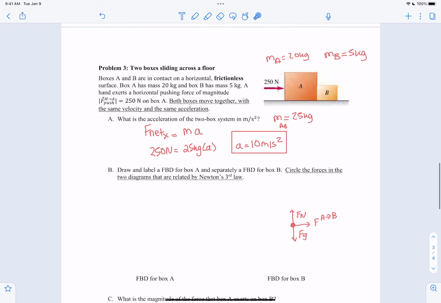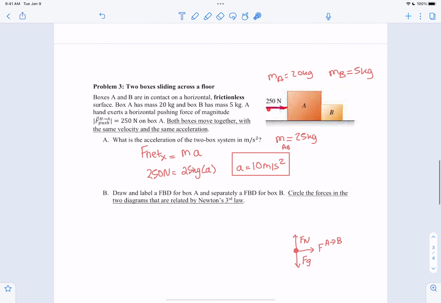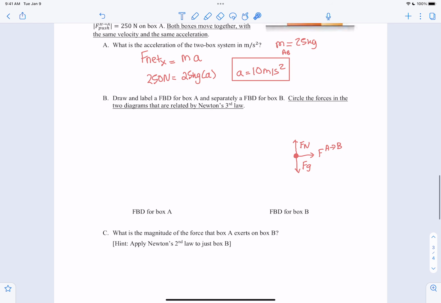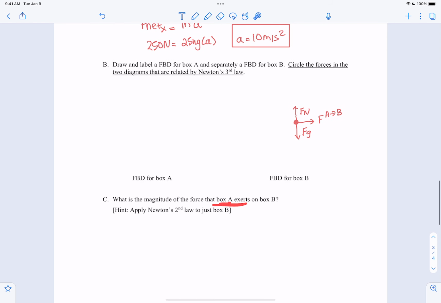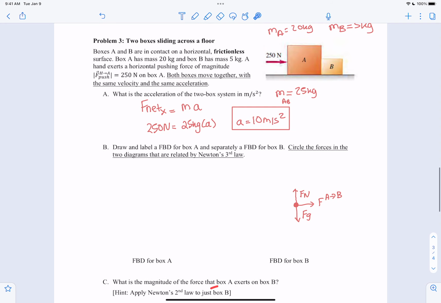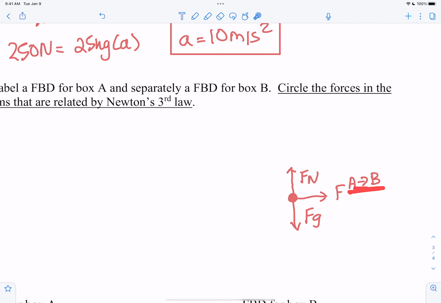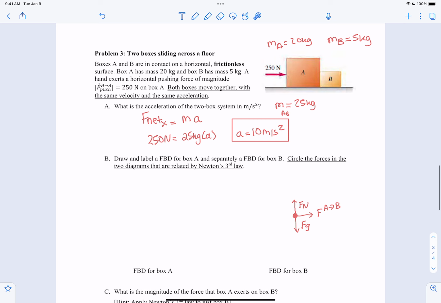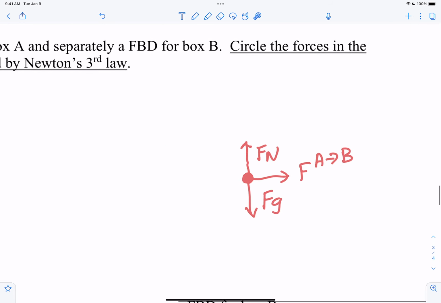Because that push force is acting directly on A, specifically on A. But we'll figure out here that this force A on B is going to be different than the F push force, because that is speaking about the whole system, right? This is going to be a little bit different, the A on B.